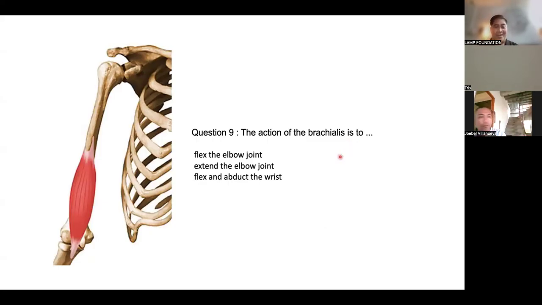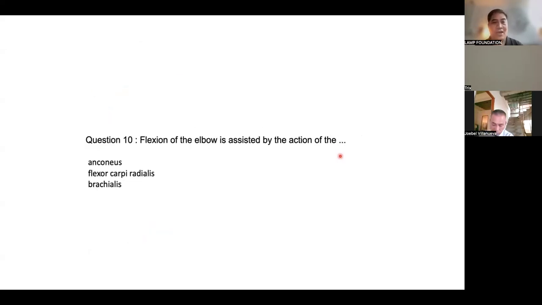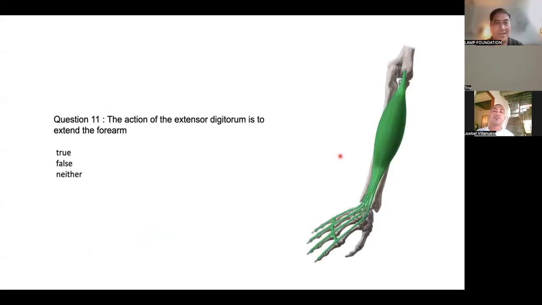Flex the elbow joint. Flexion of the elbow is assisted by the action of the brachialis. The action of the extensor digitorum is to extend the forearm. True or false? False.